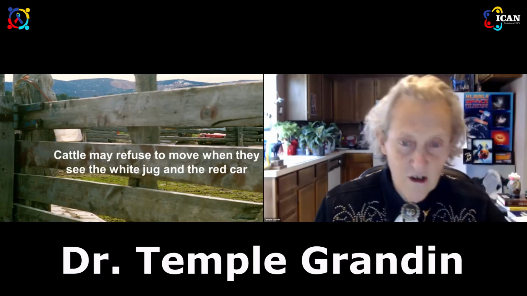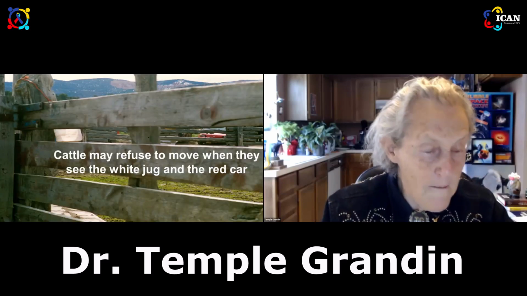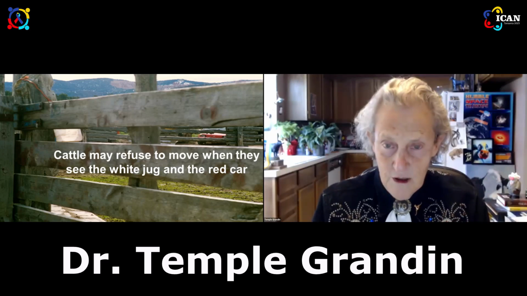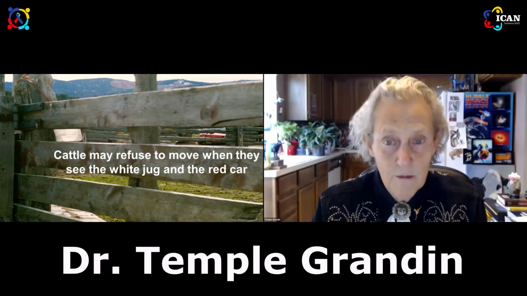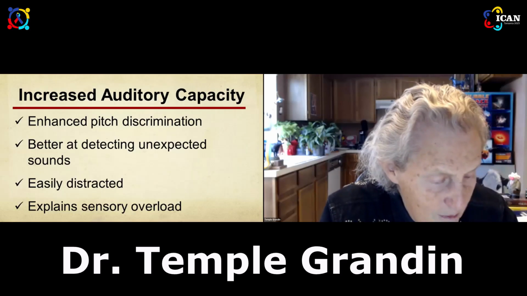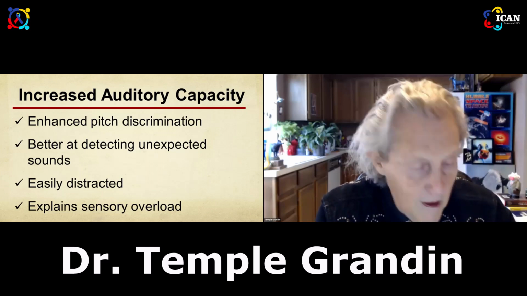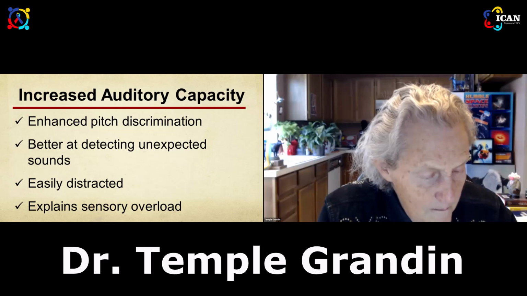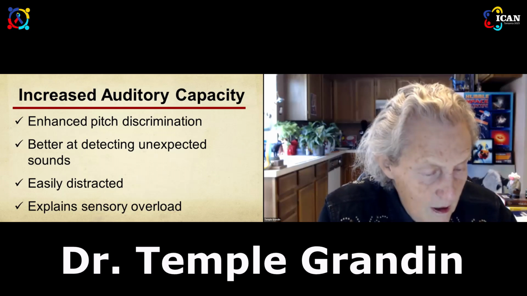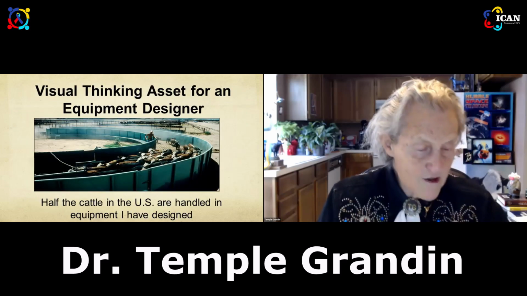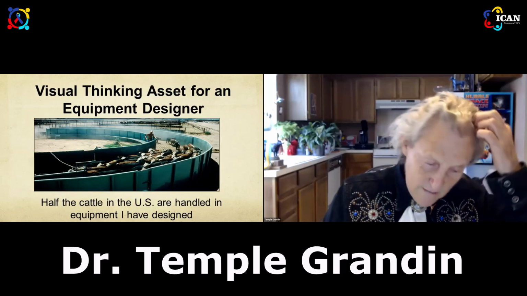Next slide just shows seeing a car through the fence, picking up little details in the environment. Animals live in a sensory-based world. They don't live in a word-based world. They live in a sensory-based world. Next slide just talks about some things that have been learned about autism on auditory capacity, much really good pitch discrimination, hearing unexpected sounds.